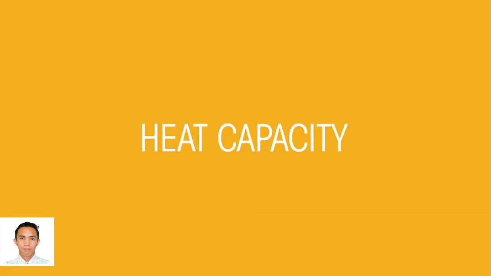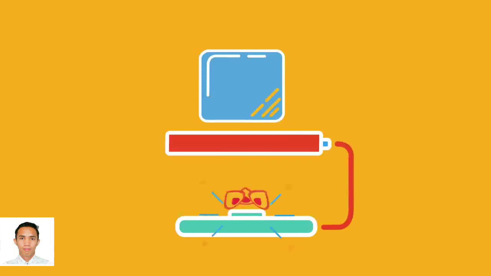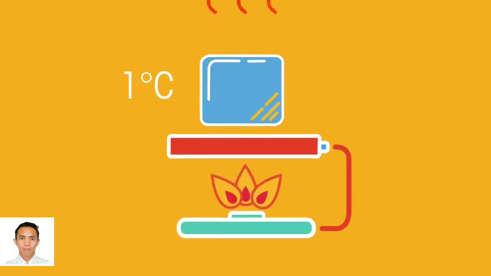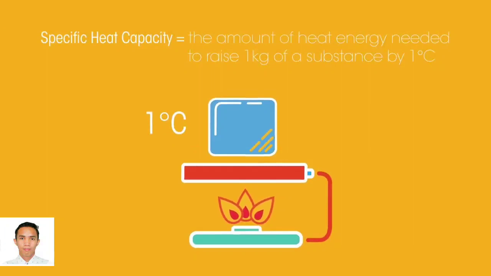So what is heat capacity? The heat capacity of a substance is defined as the amount of heat required to raise the temperature of a material by 1 degree Celsius. However, what's more useful for us to think about is the specific heat capacity of a substance. This is, as it says in the name, a little bit more specific. It is the amount of heat required to raise 1 kilogram of a material by 1 degree Celsius.